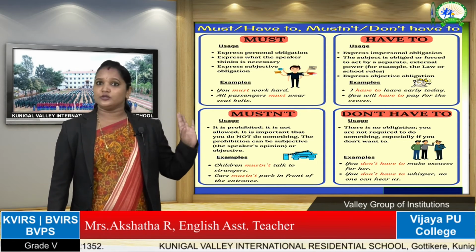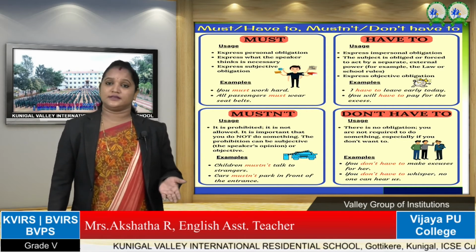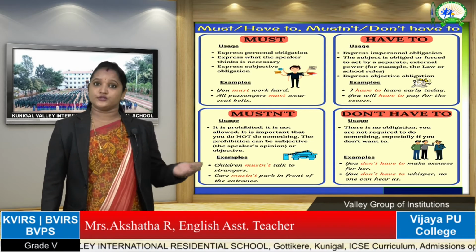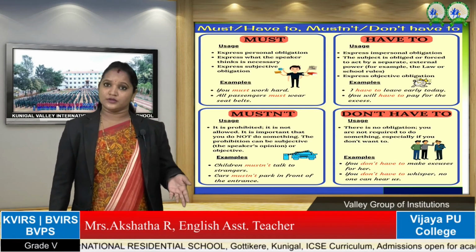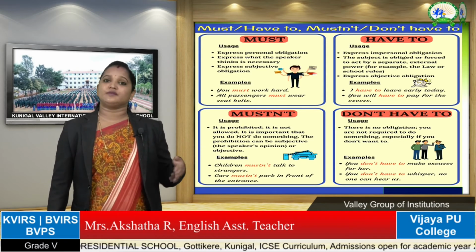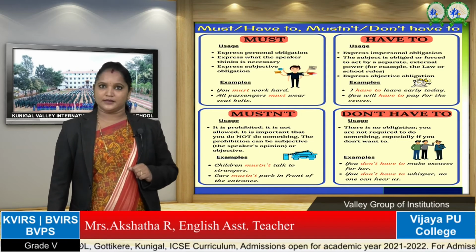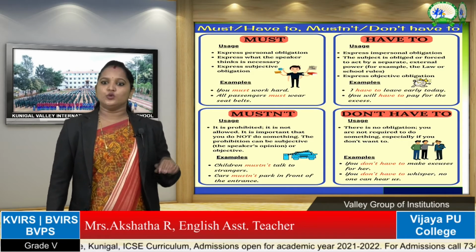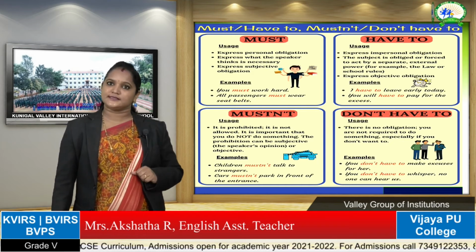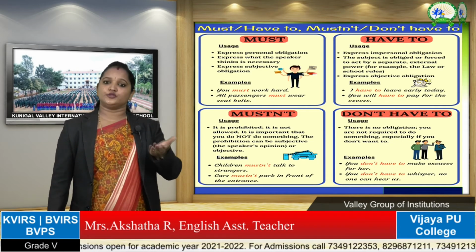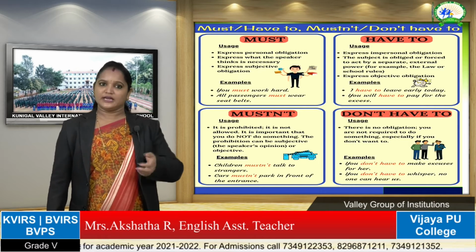You're not willing to do it, but you have to do it because it's a rule of the school. In such cases, you have to use the word like have to. And when you're not supposed to do, you have to write don't have to. I have to leave early today. You will have to pay for the excess. When you have to do it, then you have to use the word like have to, don't have to.